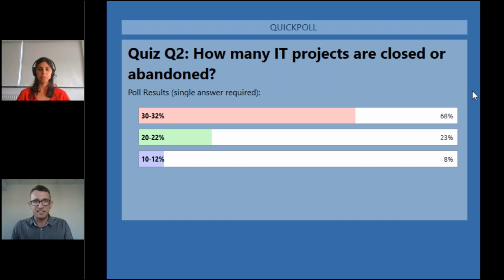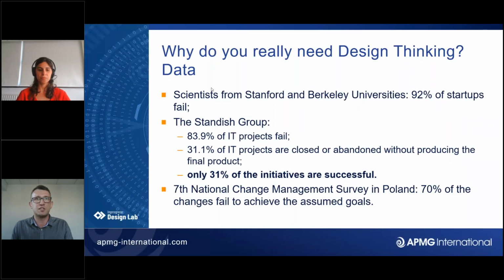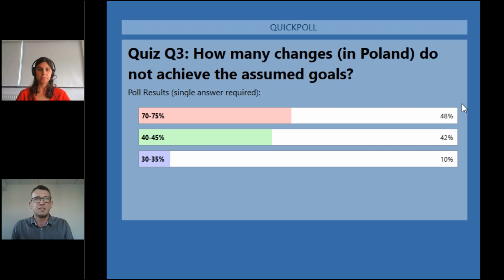And the third statistic, in 2021, 70% of changes managed in Poland failed to achieve the assumed goal. And let's see, how did you answer? And 48% made the correct choice, 70 to 75%.